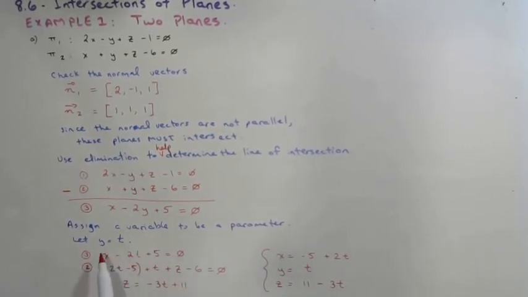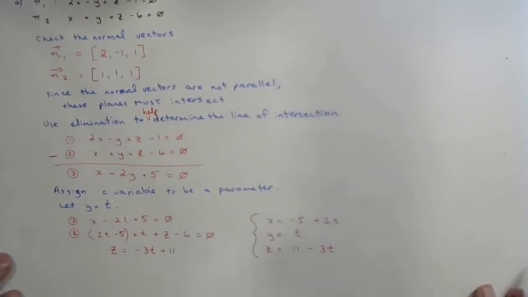Then we let y equal t, we introduced that parameter, and then we used equation 3 to express x in terms of t, which was right here. And then we have y in terms of t, and in equation 2 that allowed us to express z in terms of t, which means that we have a parametric set of equations.